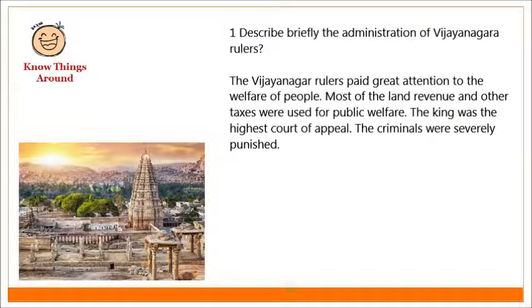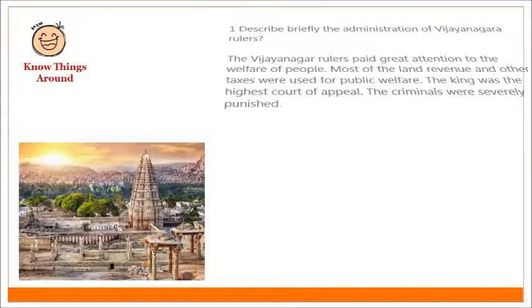Describe briefly the administration of Vijayanagara rulers. The Vijayanagara rulers paid great attention to the welfare of people. Most of the land revenue and other taxes were used for public welfare. The king was the highest court of appeal. The criminals were severely punished.